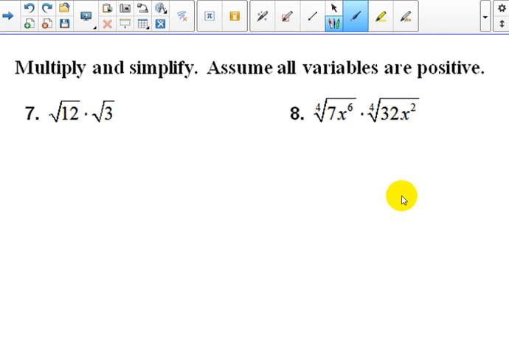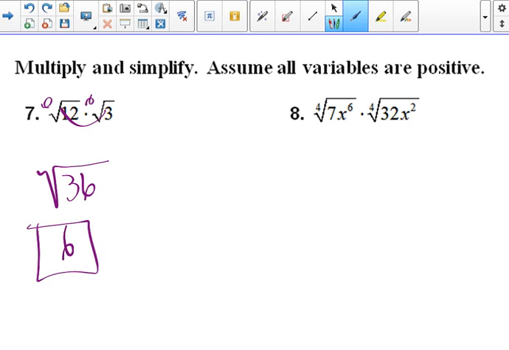7 and 8, multiply and simplify, assume all variables are positive. Because our index match, we can just combine 12 times 3, so the square root of 12 times 3 is the square root of 36. The square root of 36 is 6. And for 8, we've got equal index here, both match, so we can just combine. It's going to be 7 times 32, which is 224.